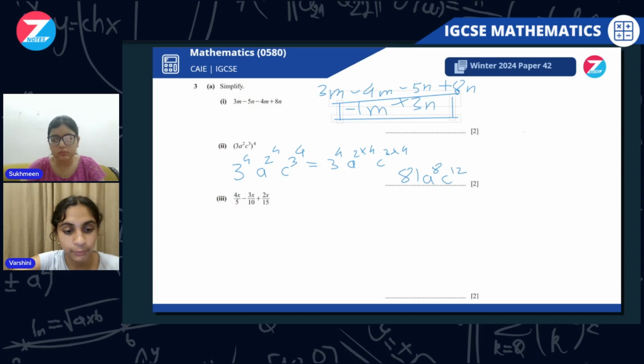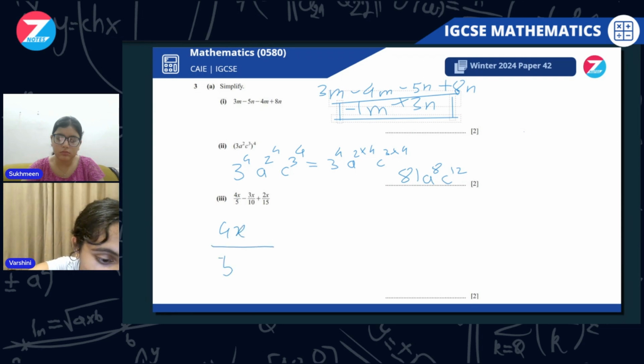So first we'll try 15 into 2, which is 30. And we know 10 goes into 30, and so does 5. So we'll use 30 as the denominator. So first we have to make this into the denominator 30. So it's going to be 4x by 5, and we know 5 needs to be multiplied 6 times to become 30. So we're also going to multiply 4x into 6.